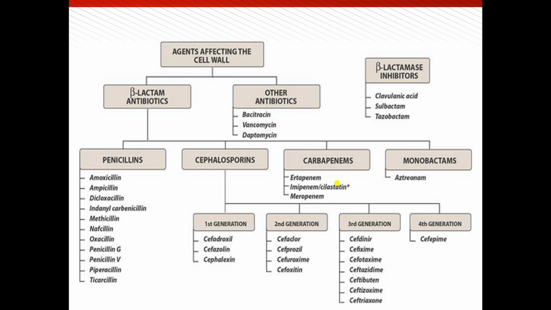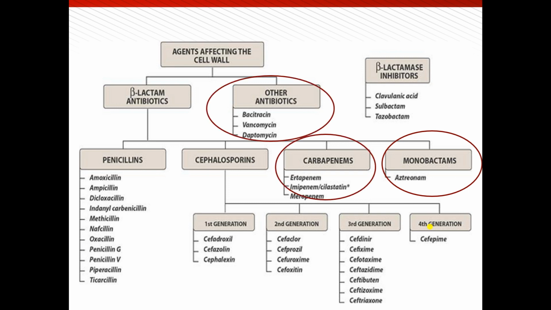into two categories. One is beta-lactam antibiotics and others. In beta-lactam antibiotics, we have penicillin, which includes penicillin G, penicillin V, amoxicillin, ampicillin, dicloxacillin, and many more. In cephalosporins, we have first generation, second generation, third generation, and fourth generation cephalosporins. And these two drugs have been covered in previous sessions. In today's class, we are going to discuss Monobactam, Carbapenem, and other drugs which are also acting on the cell wall synthesis.